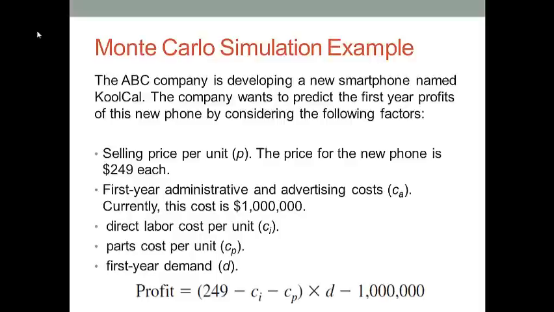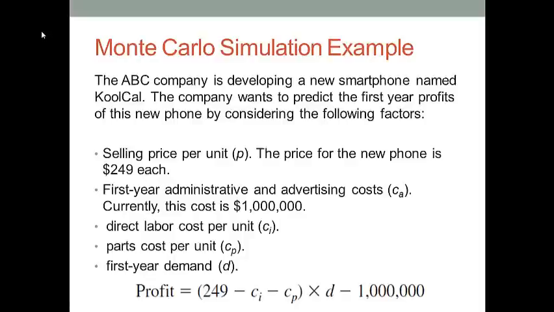The fixed costs include the first year administrative cost and advertising cost, and so on. Next, the managers look at the variable cost factors, such as the direct labor cost per product. They use C sub I to represent this unknown factor. The second variable cost is the part cost per product. They use C sub P to represent this unknown factor. The last factor they considered is the first year demand.